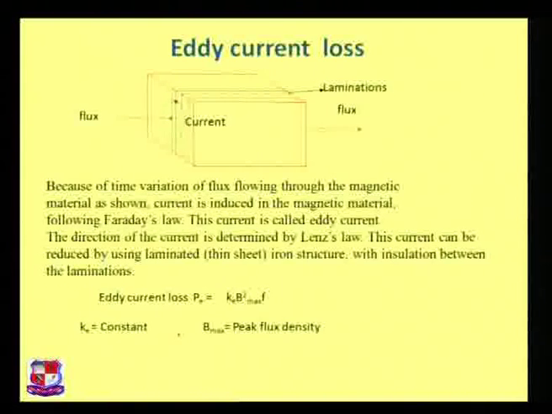Here we have eddy current loss. Because of the time variation of flux flowing through the magnetic material, current is induced in the magnetic material following Faraday's law. This current is known as eddy current.